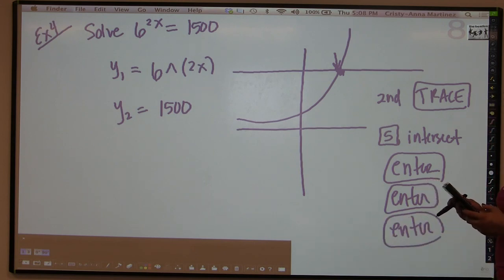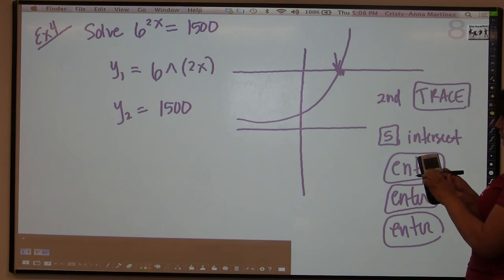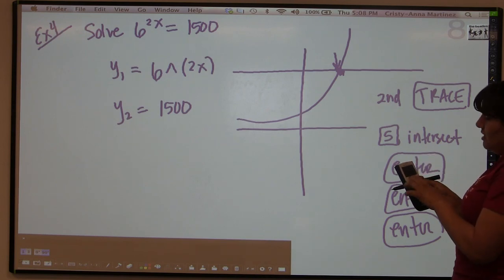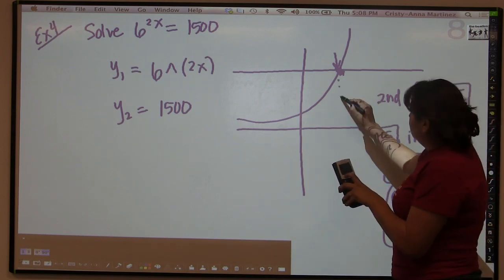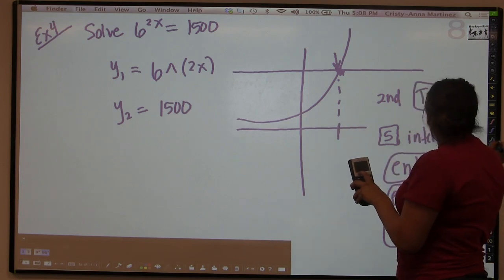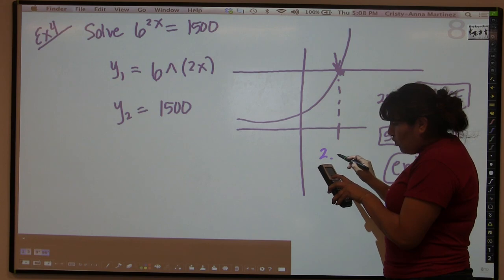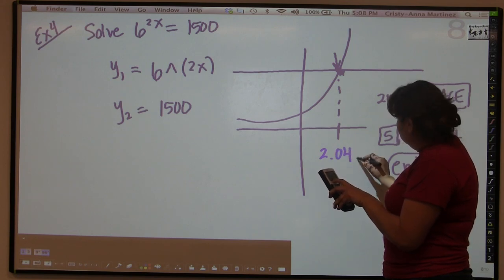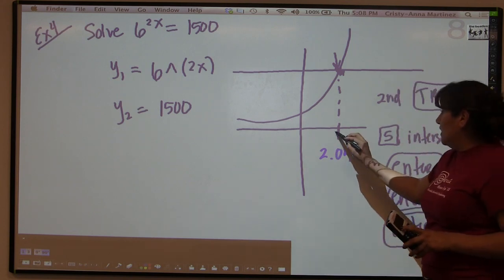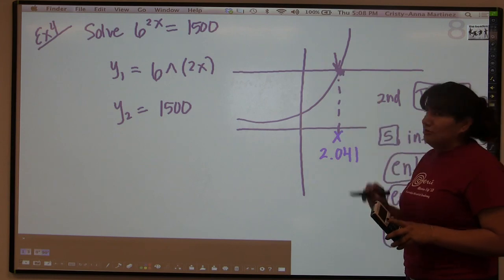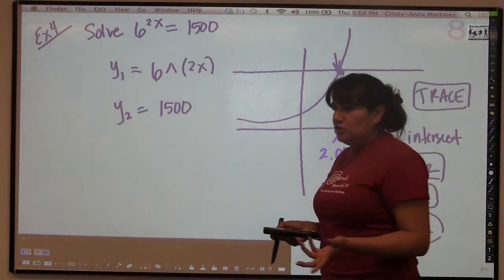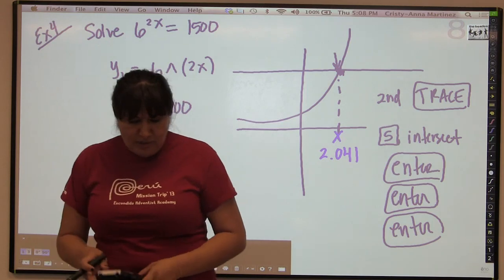Okay? And when you've done that, you will see at the very bottom of the screen the answer to the problem. The intersection, the x-coordinate, is roughly 2.041. That is roughly the x-coordinate where these two functions intersect. And that's basically the solution. You could confirm that algebraically if you wanted to.